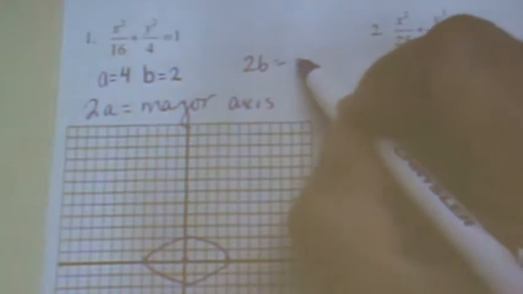Now, just so you remember, this is your major axis. Your major axis is 8 units. It's 2 times a. 2a is your major axis. And your minor axis is 2b. So your minor axis is 4 units.